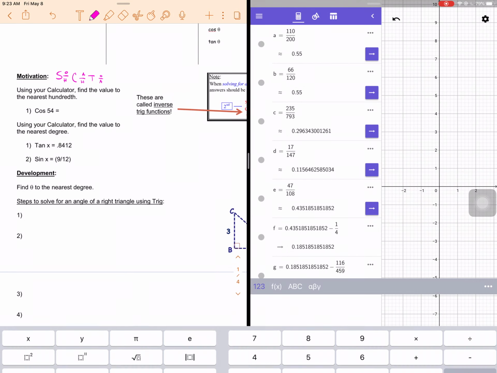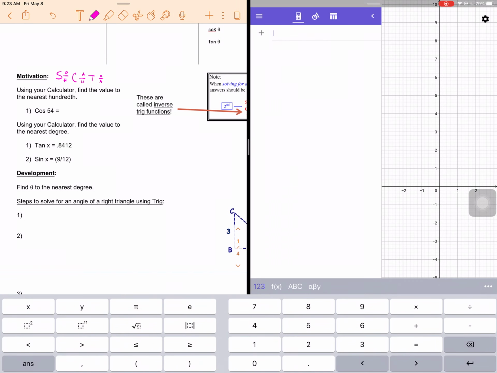So, using your calculator, find the value to the nearest hundredth, that's 2 decimal points, of cosine of 54 degrees. So what we're saying is when you take the cosine of 54 degrees, what is the ratio equivalent to? And you get 0.587, which is 0.59. Now the question is this: what if you knew the ratio between the adjacent and the hypotenuse side was 0.59? Then could you find the degree? And yeah, that's what we're going to do today, finding missing angles.